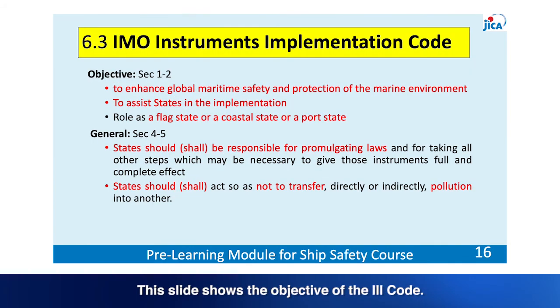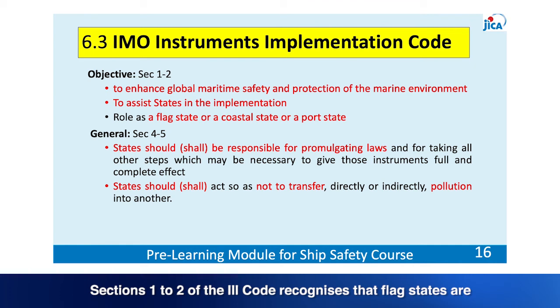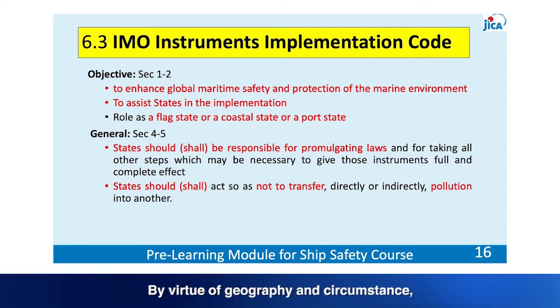This slide shows the objective of the III Code. The objective of the III Code is to assist the member states in the implementation of the conventions to enhance global maritime safety and protect the marine environment. Sections 1 to 2 of the III Code recognises that flag states are bound only to those conventions of which they are signatories. By virtue of geography and circumstance, some states might have a greater role as a flag state than as a port state or a coastal state, whilst others might have a greater role as a coastal state or a port state than as a flag state.